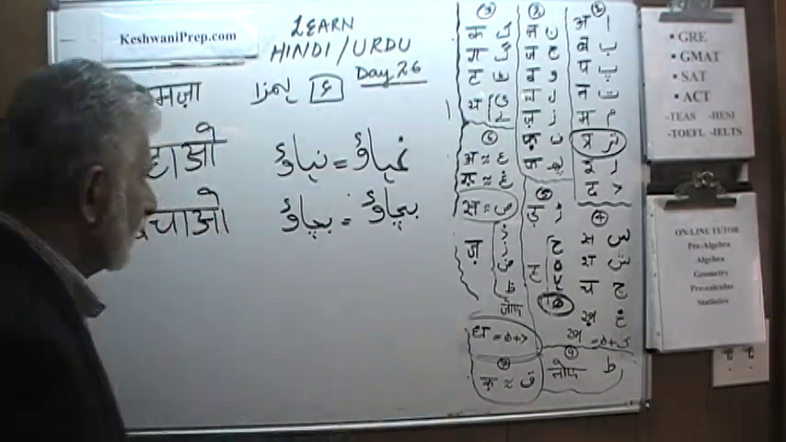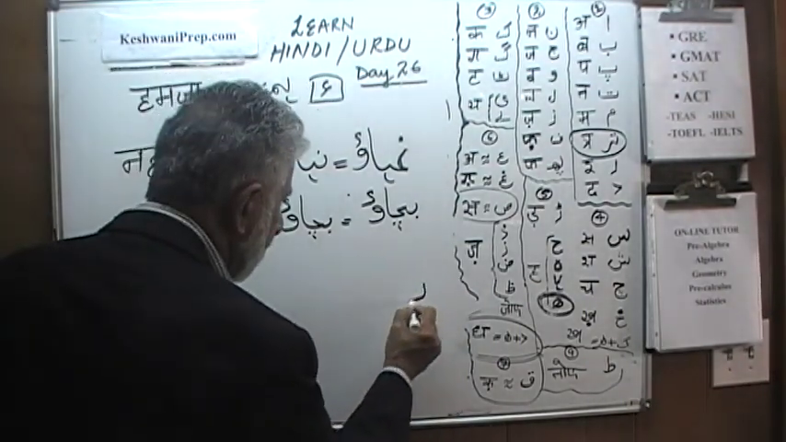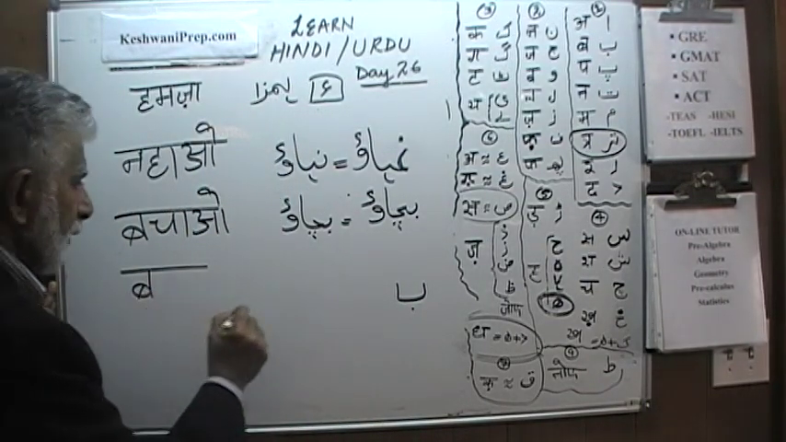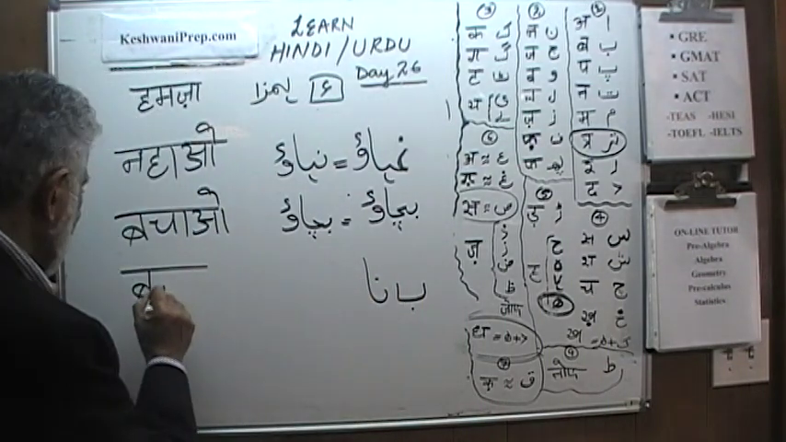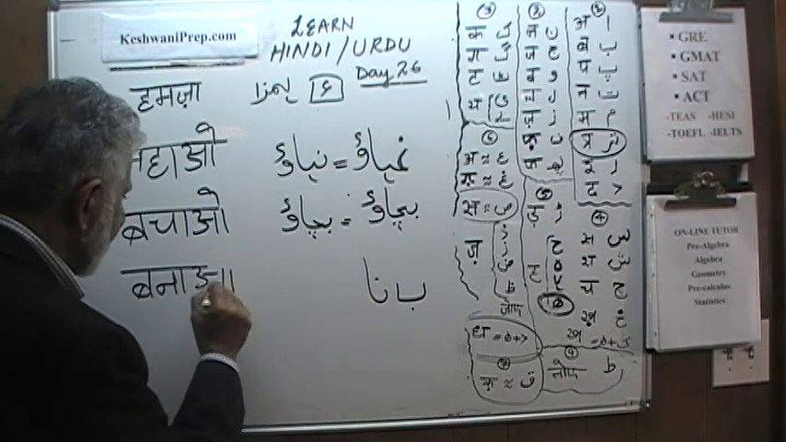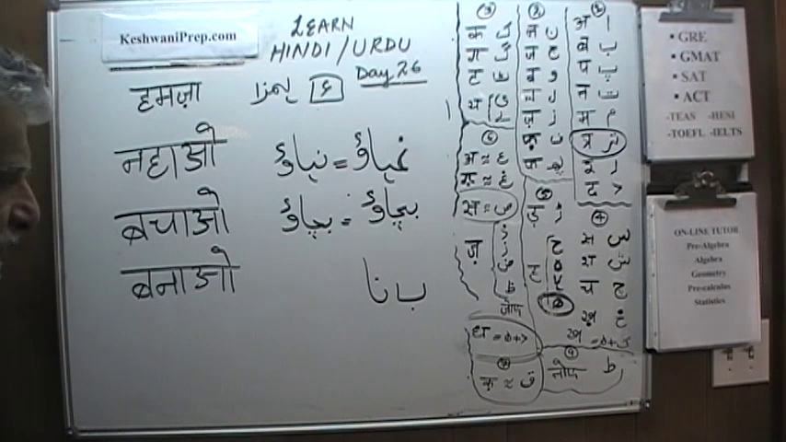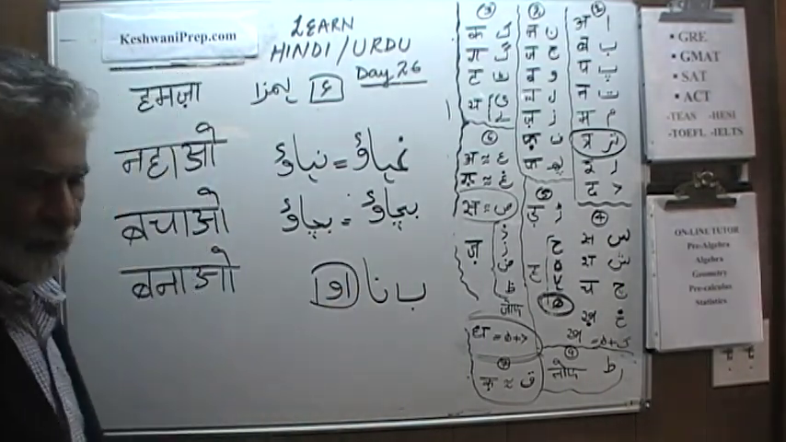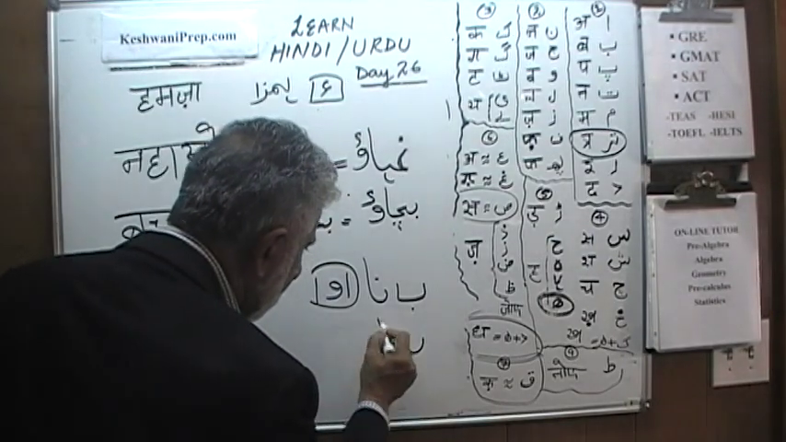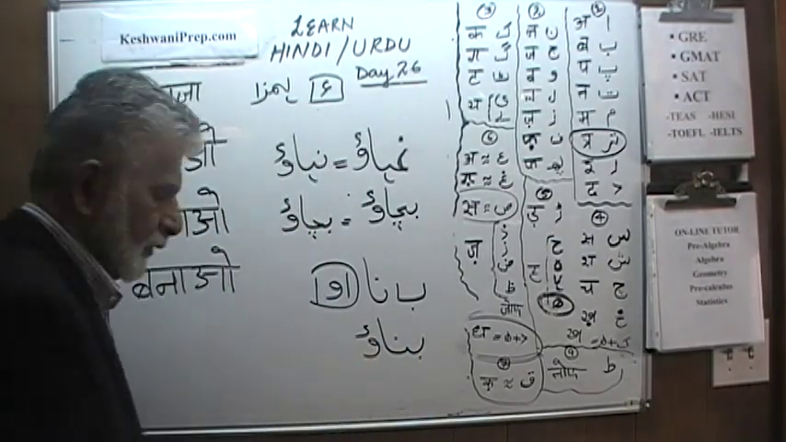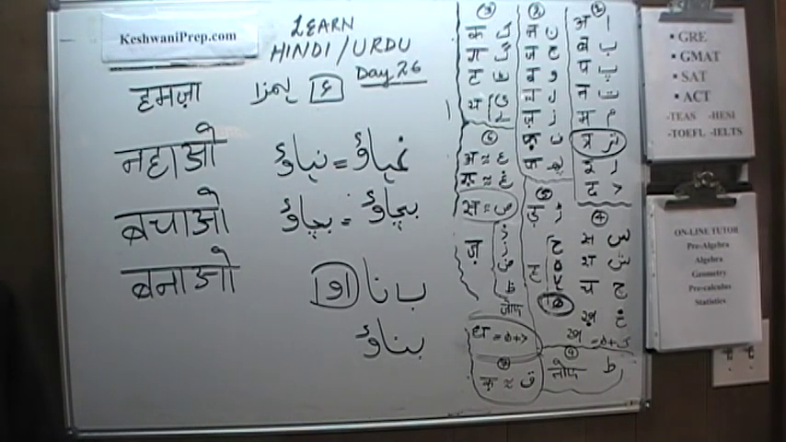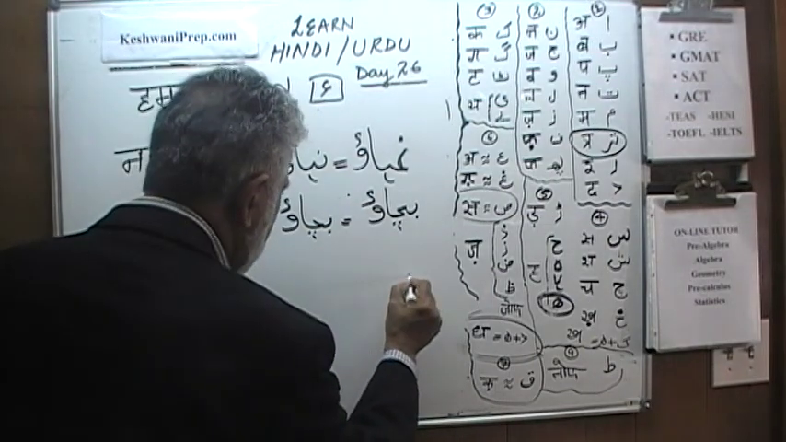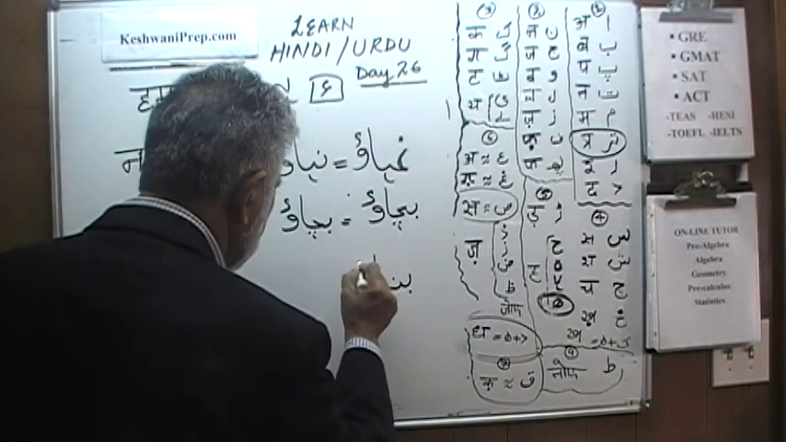Let's do one more. B. Na. Oh, as you can see, there's nothing to it. Once you understand the concept, there's nothing to it. The O is like this, alif and waw, that's the O. But that's not how it's going to sit. So let's go. B. Now, oh, banao. Make something. Banao.